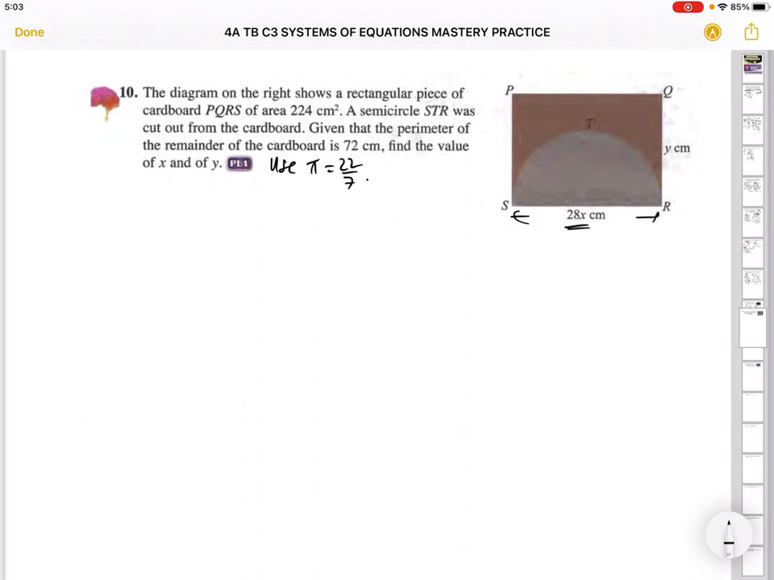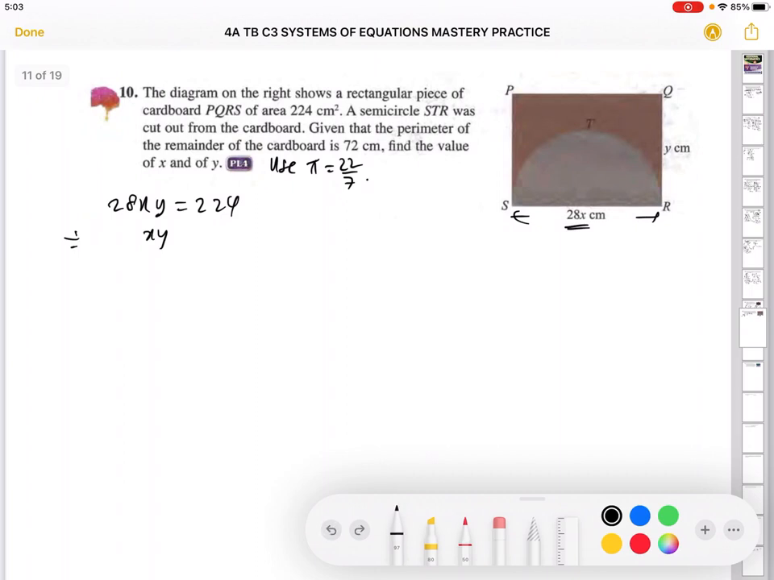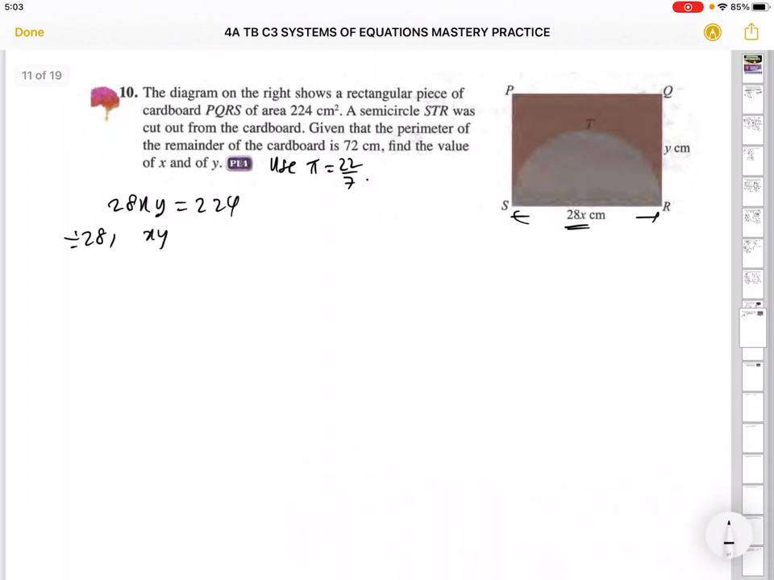So the area of the cardboard PQRS. Can we just take 28x times y equals 224? Yeah, area of the whole cardboard, not the remaining area. 28x is the length, y is your width, times together equals 224. Can we divide by 28? Yeah, divide by 28. You can just use your calculator. 224 divided by 28 is 8, right? So xy equals 8. Okay, leave it first.